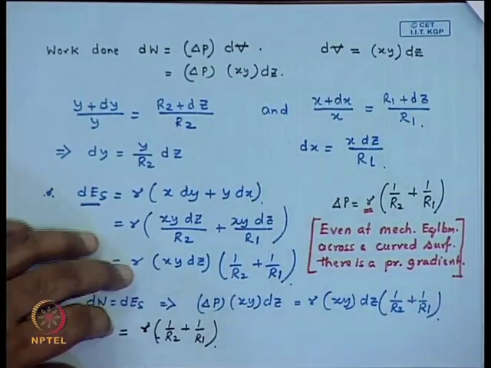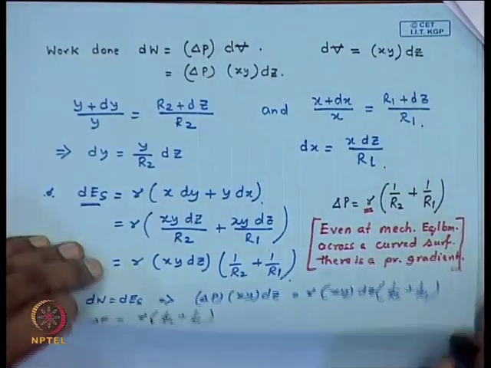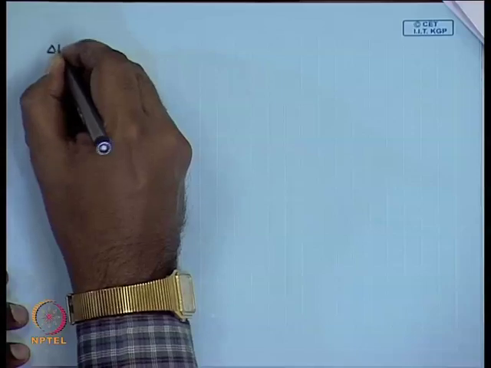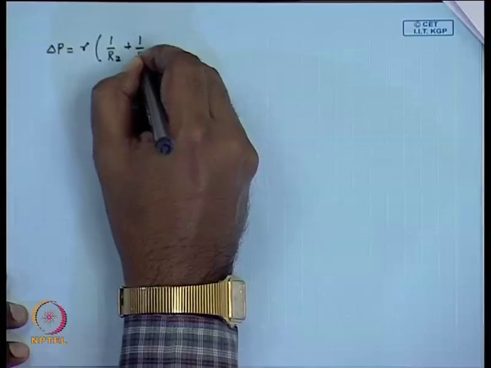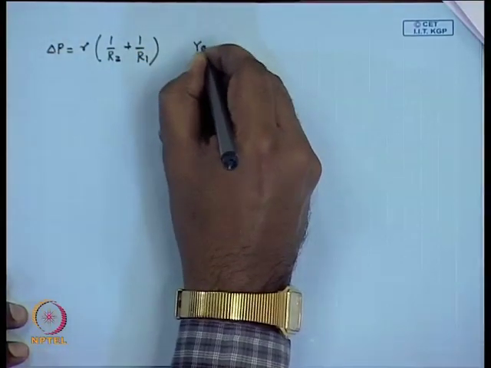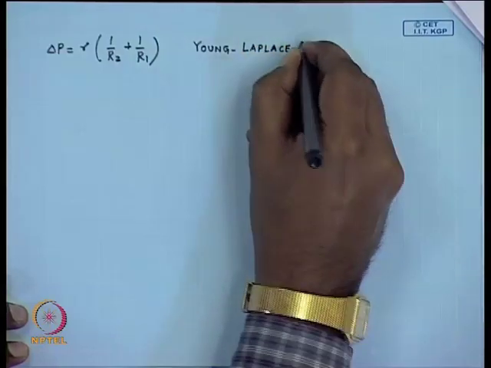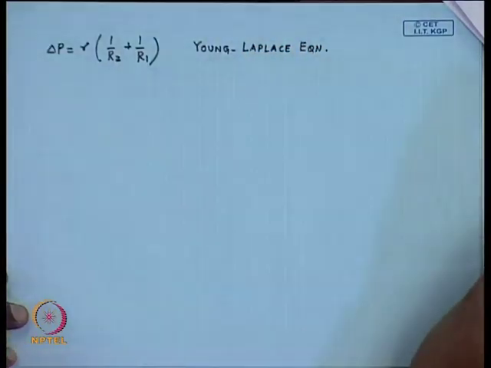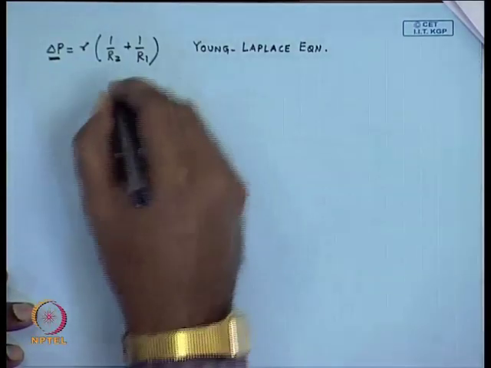Now, the critical thing we need to understand is how do we get, for an arbitrarily curved surface, the magnitude of R1 and R2. It might be very simple. This equation is very well known and it goes by the name Young-Laplace equation. And this pressure difference, or delta P, that is engendered due to the curvature and the surface tension effect is known as the Laplace pressure.